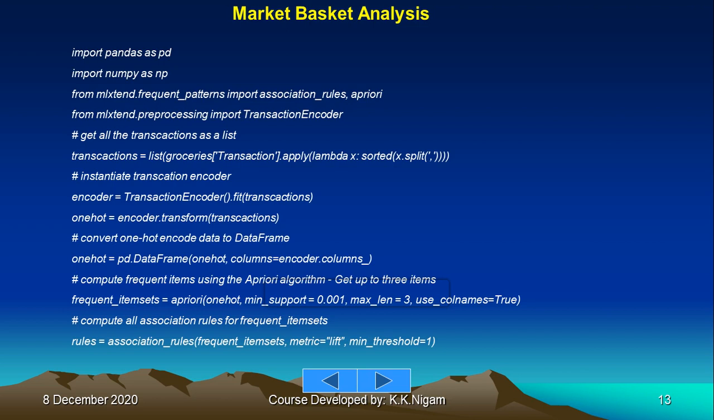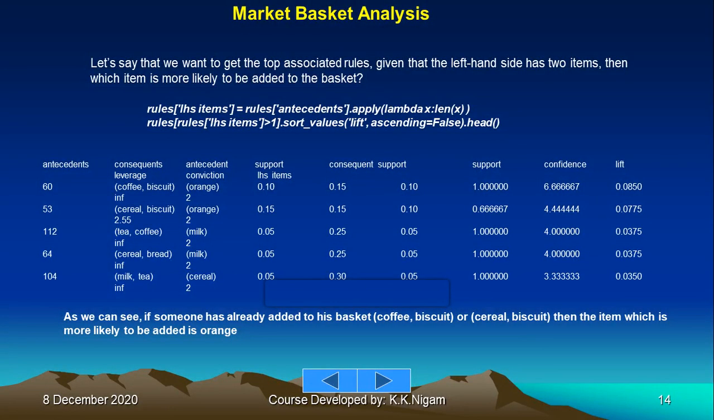Right. So then compute all association rules of the frequent itemsets, and rules is equal to association rules. This is the rule that we are going to apply: frequent itemsets, metric lift, minimum threshold is equal to 1. So once you do that, you may get this kind of output.